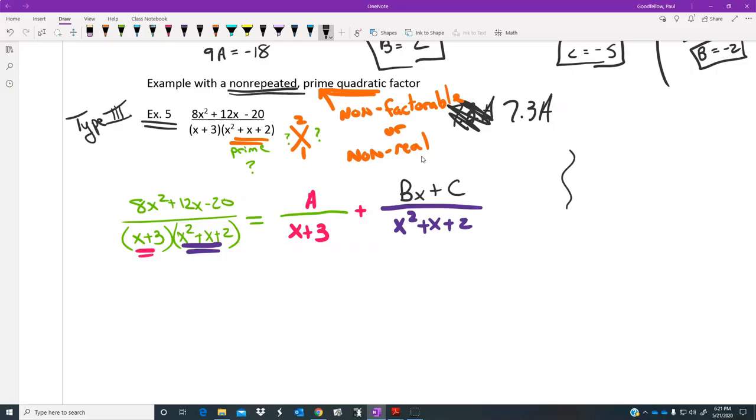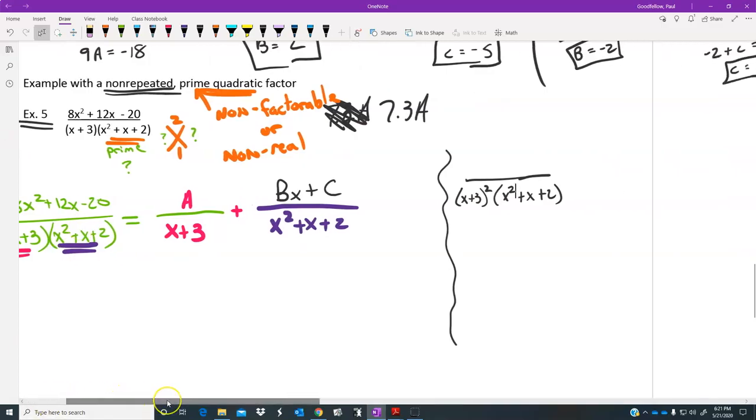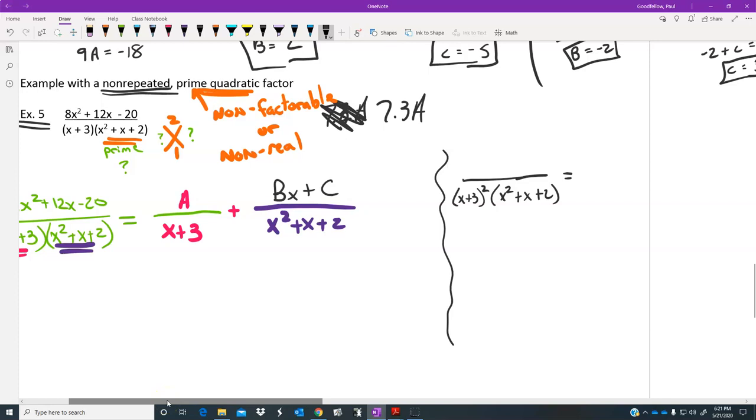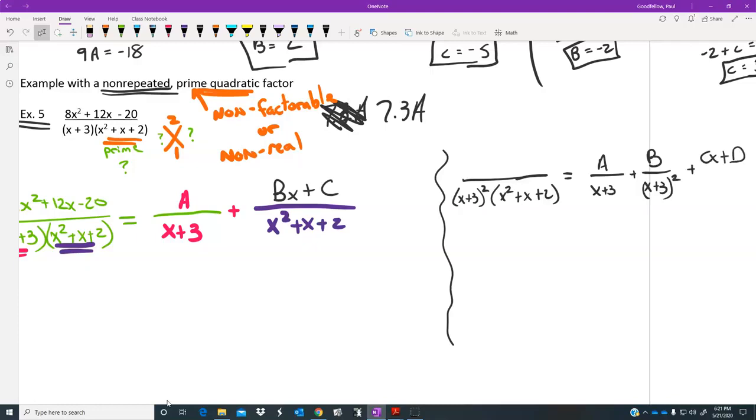Now I want to put a scenario inside here. If I had the same numerator as before, and I had (x + 3) quantity squared, and then had x² + x + 2, this would be a type 2 and a type 3 mixed together, where it has a repeater that goes with it, but then it also has the prime quadratic. So this would be something like A over x + 3, plus B over (x + 3) quantity squared, plus (Cx + D) over x² + x + 2.